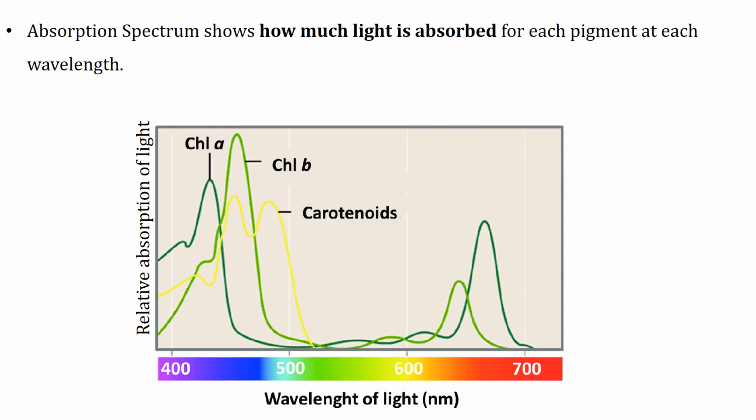Here's the absorption spectra of chlorophyll A, chlorophyll B, and carotenoids. Notice how each pigment absorbs light at different parts of the spectrum, allowing the plant to capture more light overall.